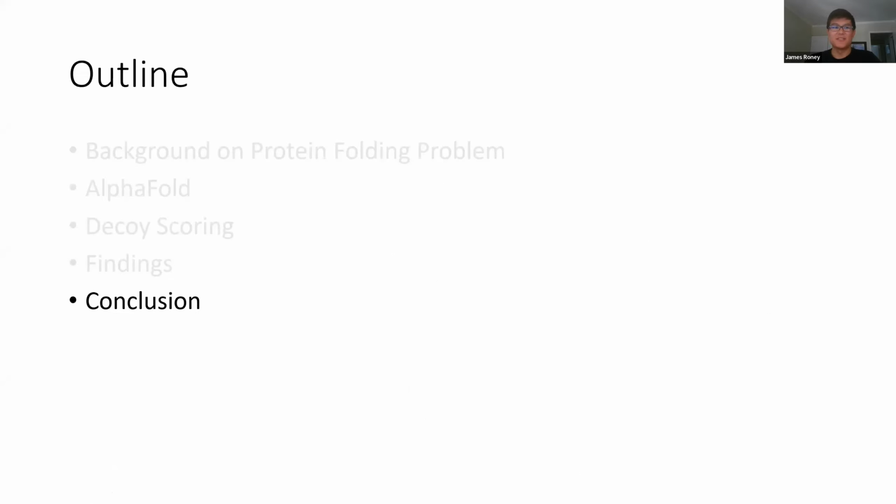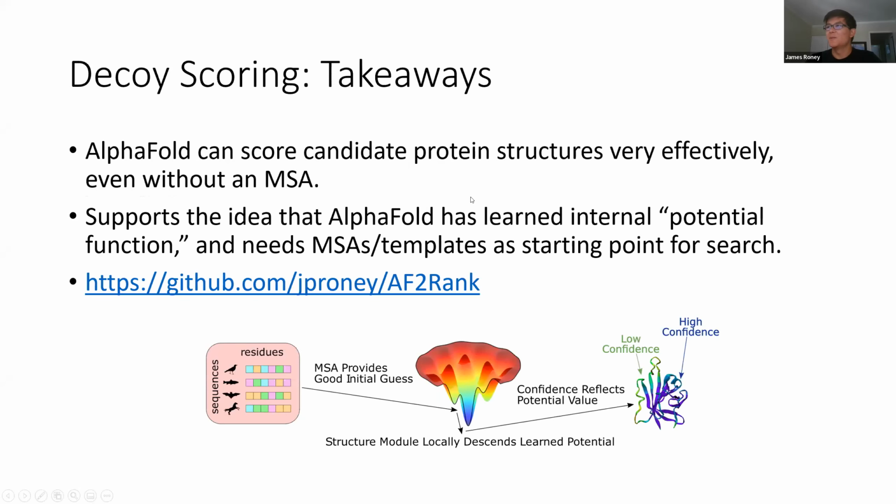I'll recap some of the stuff I just talked about and then give a few conclusions and further questions. So the takeaway here is that AlphaFold can score candidate protein structures very effectively, even without an MSA, and even though it fails to predict those structures from scratch. And this supports the idea that AlphaFold has learned some sort of internal potential function that needs MSAs and templates as a starting point for the global search problem of finding a good structure, but can still assess the quality of candidate structures without being super dependent on MSA. And the code that we use to do this is available here if anyone wants to look at it.